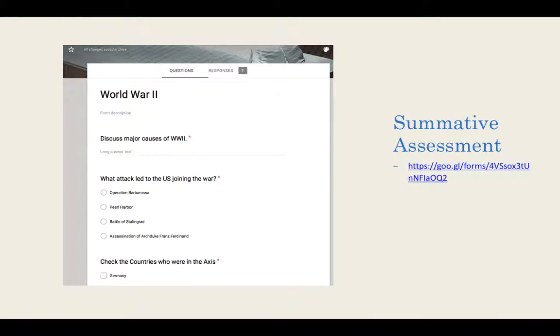So here's my summative assessment. I did it on World War II. I did this with Google Forms, which I'm more comfortable with, and I find it very easy to collect data with. I asked a couple long answer questions, as well as multiple choice questions and a check all questions. There were 10 questions in total that met with my I Can statements.